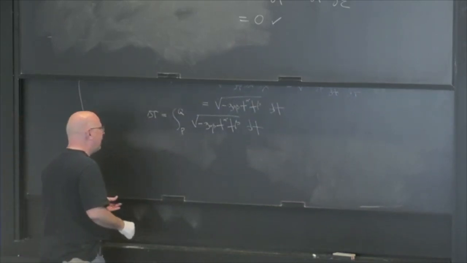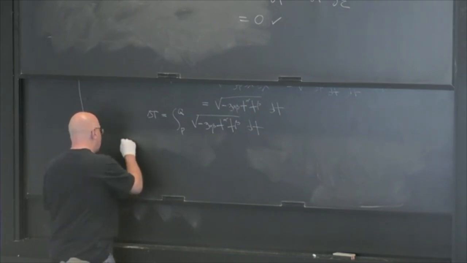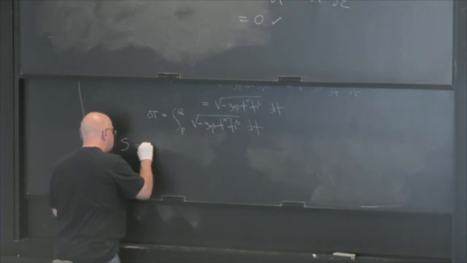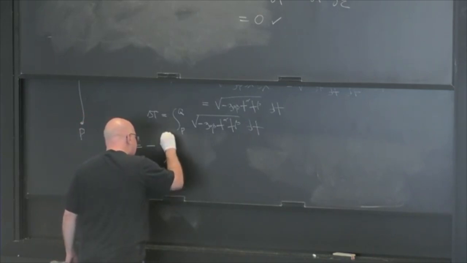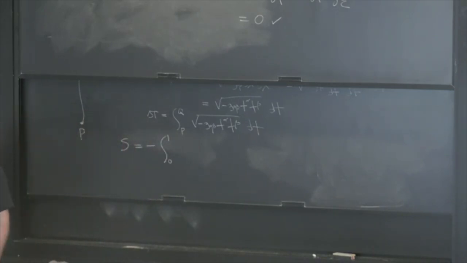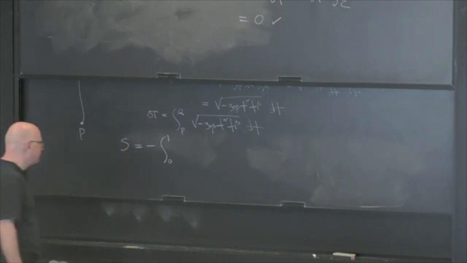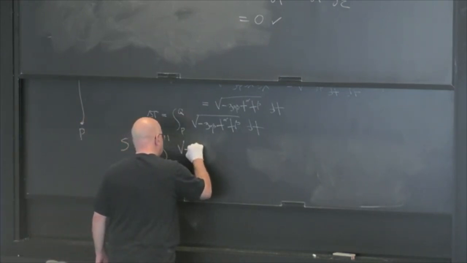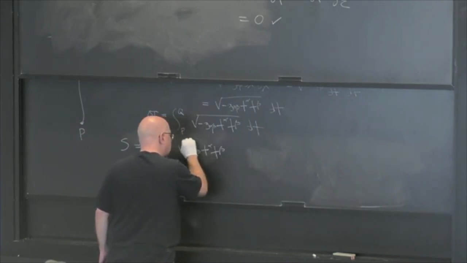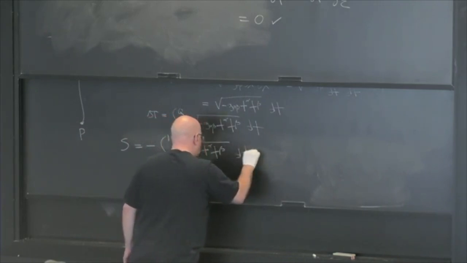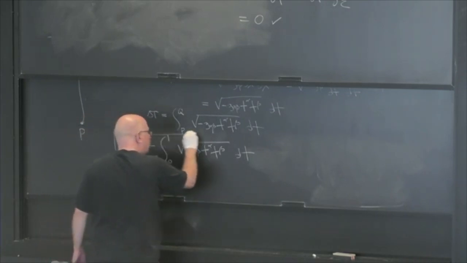So what's my action functional? Well, it's going to be minus that integral, and now I'm going to specify that for all the curves we're integrating t between 0 and 1. So that's the thing that I want to extremize.